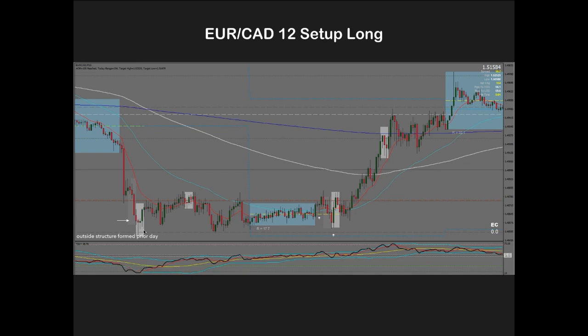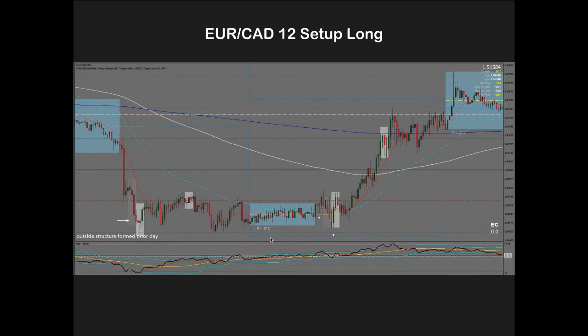I'm just looking at the first outside structure that's created from the fast move down, because this is the move that's going to induce traders to go short initially. And then after that, subsequent moves down are also trap moves to induce traders short. But I'm going off the first move here that I see, and that forms this low here off of the blue tracer. You can see here the wick that comes down here.